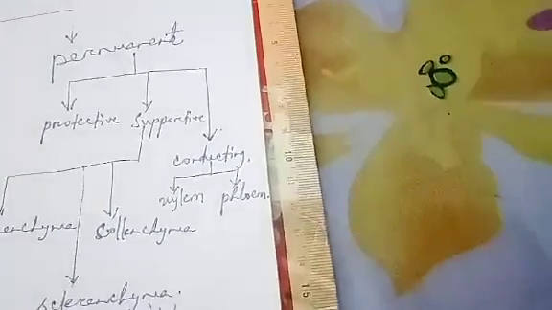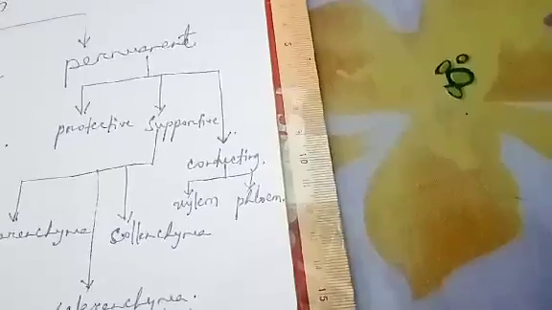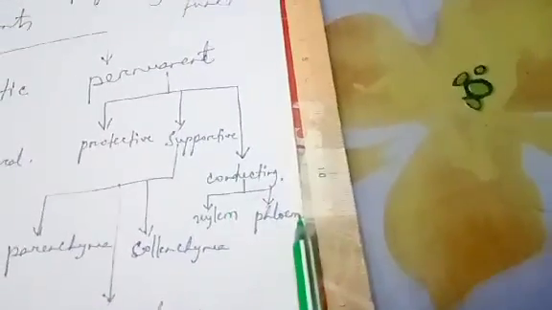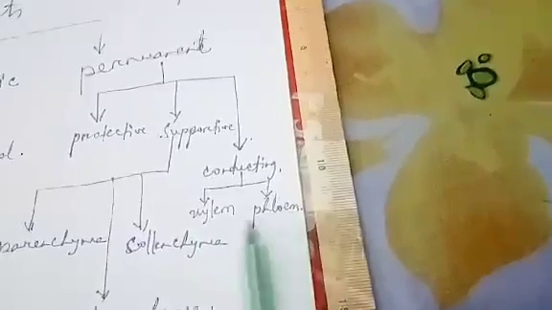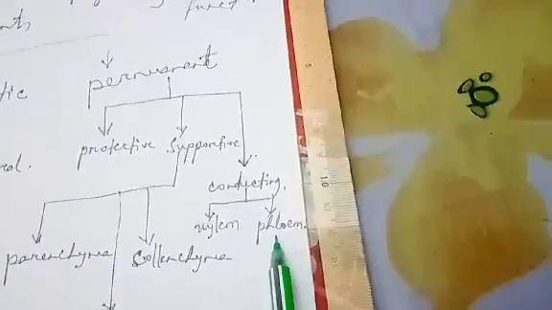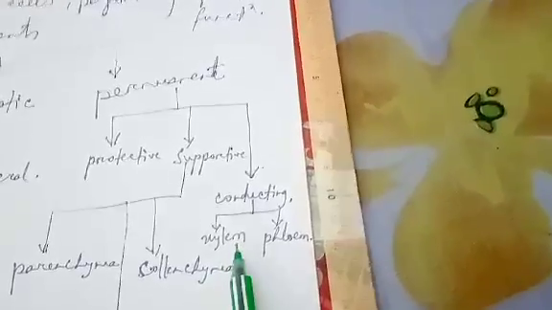The conducting tissues help in the conduction of water and minerals as well as prepared food. So there are two groups of conducting tissues. One is xylem and one is phloem. This you have already read up to class 8 in much detail. Again you will go on reading this till standard 10.